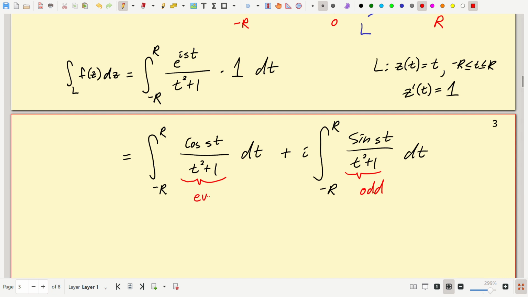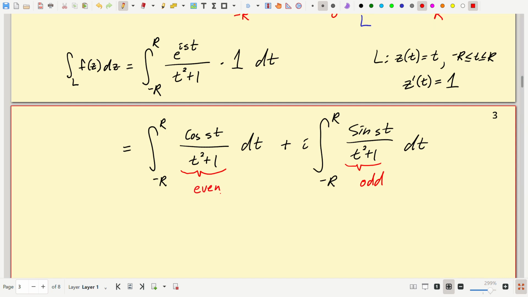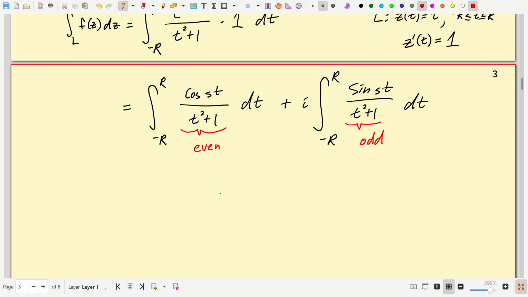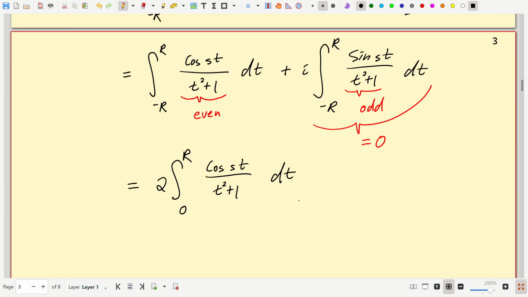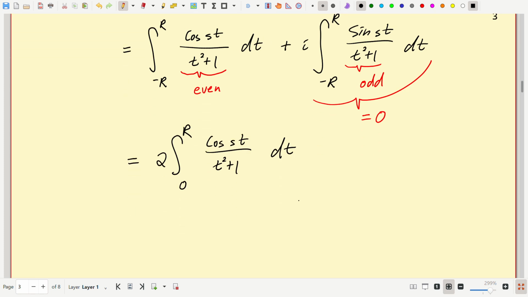So in fact, the integral along the line part: this odd thing around a symmetric interval is 0. I don't have to even think about it. That's equal to a big fat 0. So this integral is 2 times the integral from 0 to r of cosine st over t squared plus 1 dt. So we're going to calculate that real integral. That's the thing we want.